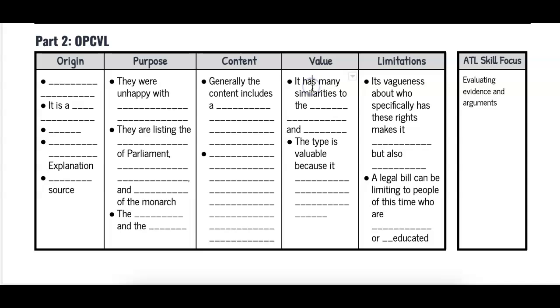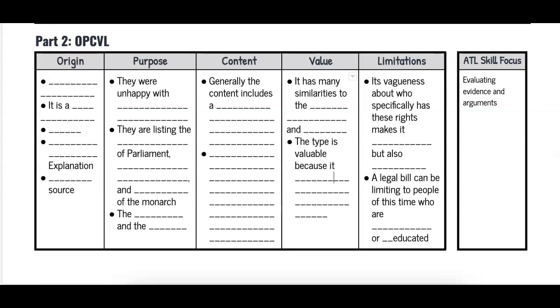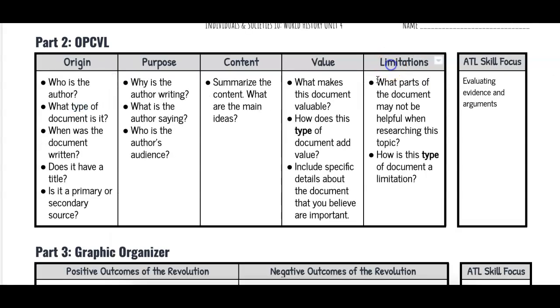So our value, this really matters because it has lots of similarities to the U.S. Bill of Rights and Constitution. The next question says, how does this type of document add value? So the type of document, remember, is a bill of law. We already established that. We're going to say that the type is valuable because it really laid the groundwork for future similar documents.